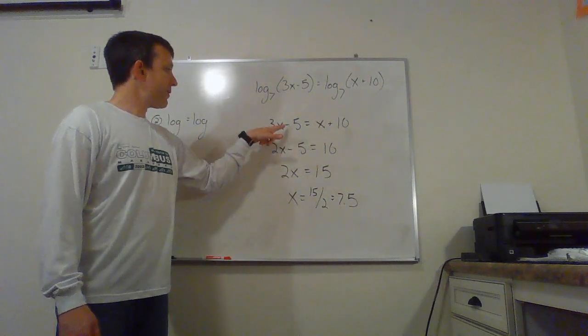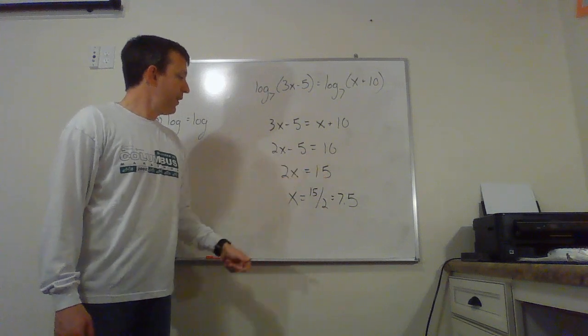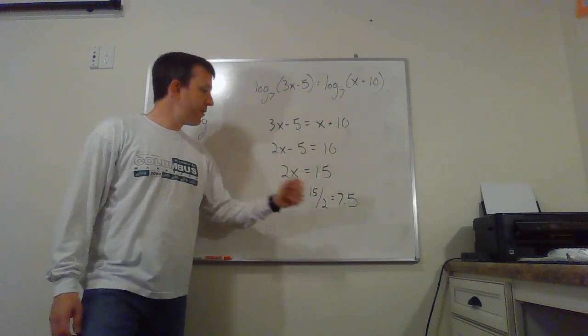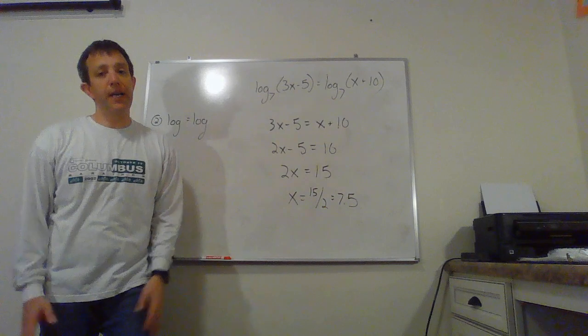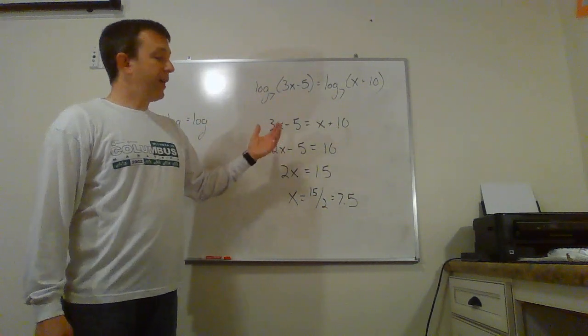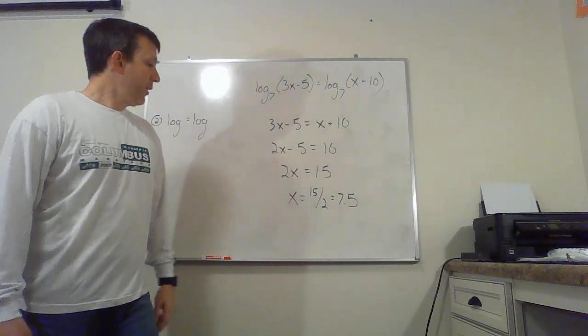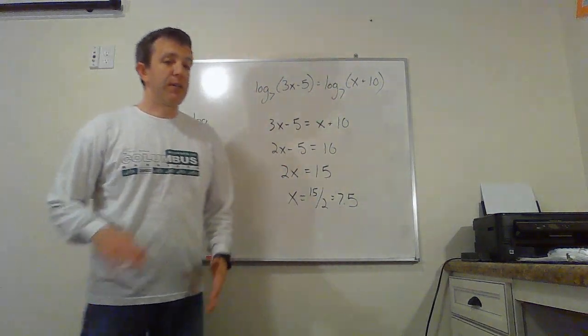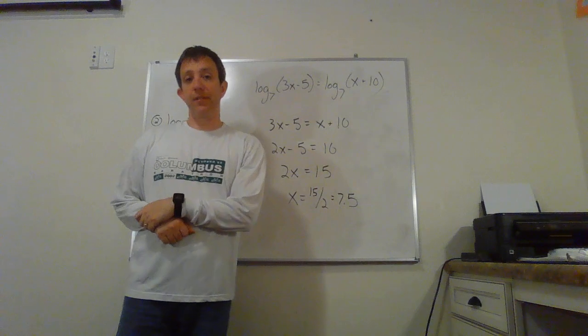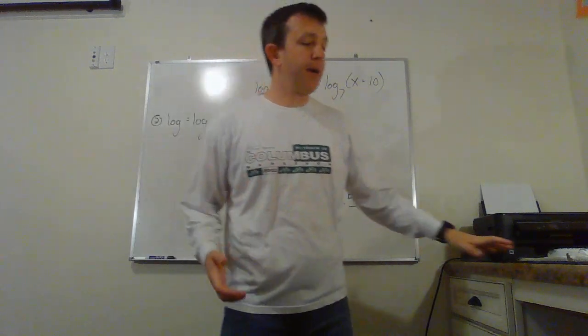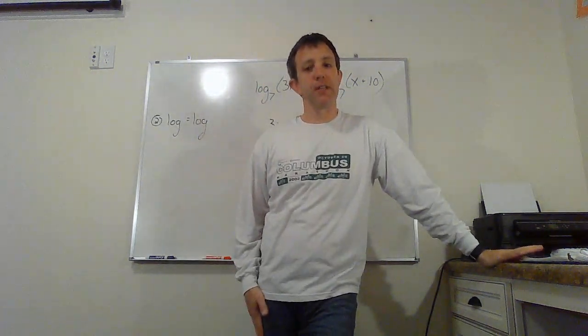I subtract x, I add 5, I have 2x equals 15, divide by 2, I get 15 over 2, which is 7.5. And if you trust me, when you go back and plug it in, everything stays positive, so we have a good answer. All right, so now we're going to look at one more, and this is going to be a little bit trickier, and yeah, it's going to be fun. Let's see what I have.